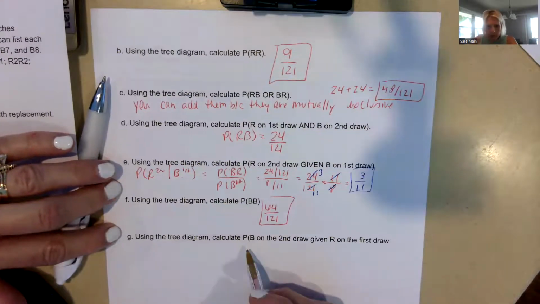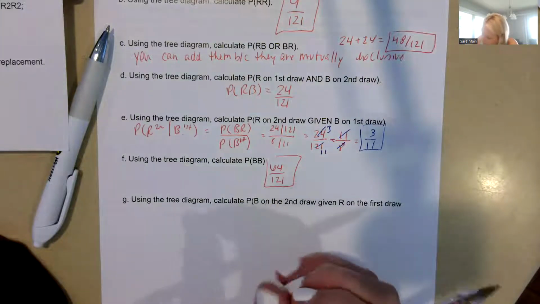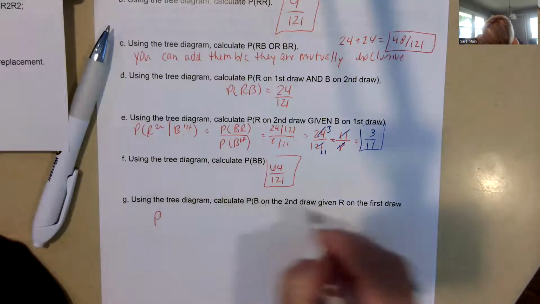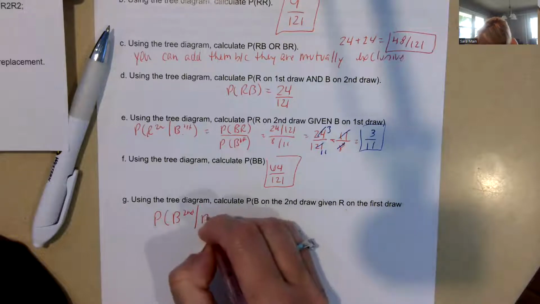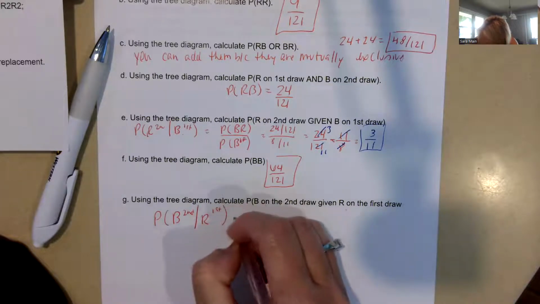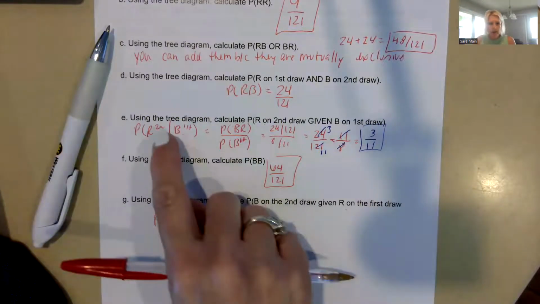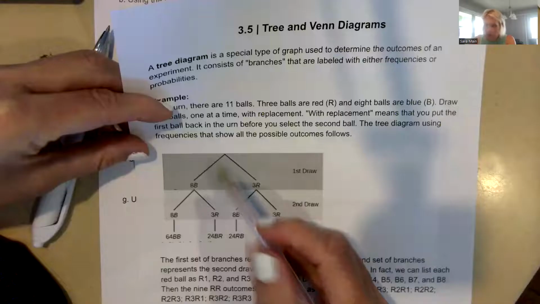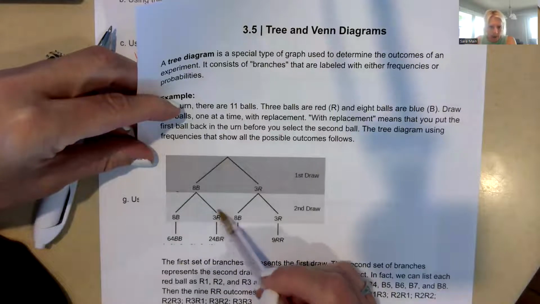Using the tree diagram, calculate the probability of blue on the second draw given red on the first draw. Up here we did the formal way, but I want to show you how you can get the 3 out of 11. When we asked the probability of getting red on the second given that you had blue on the first, we could just go to the blue on the first and see that out of the 11 on the second, 3 of them are going to be red.